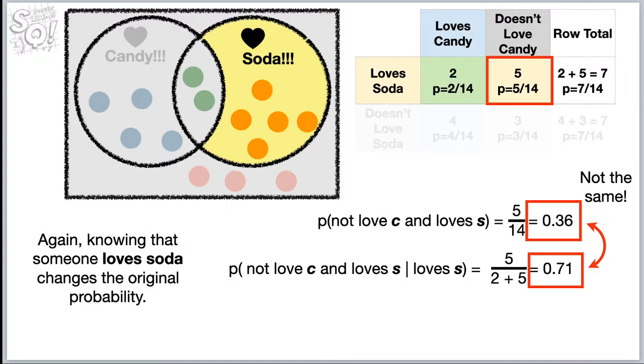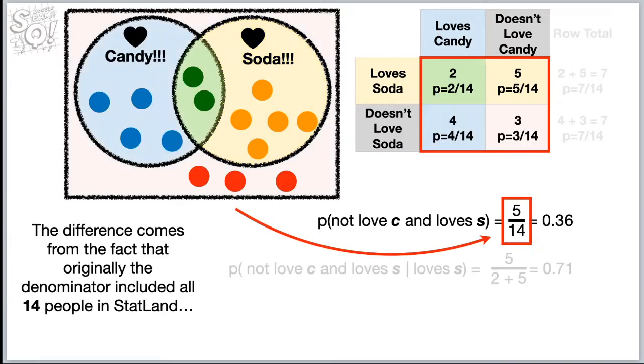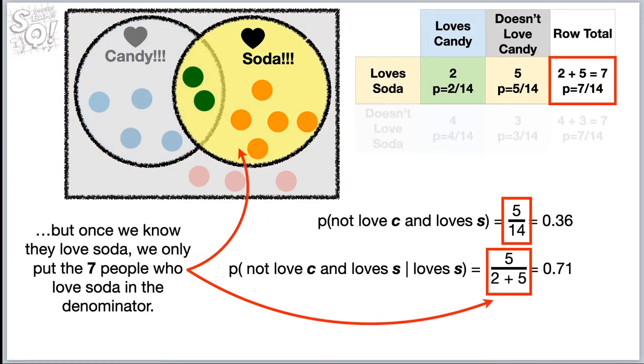And again, knowing that someone loves soda changes the original probability. The difference comes from the fact that originally the denominator included all 14 people in Statland. But once we know they love soda, we only have to put the 7 people that love soda in the denominator.